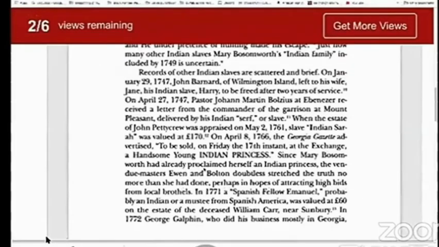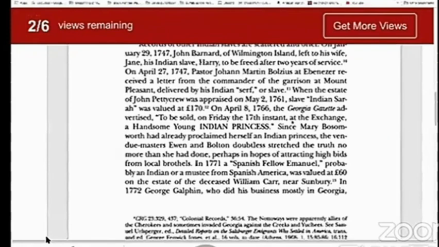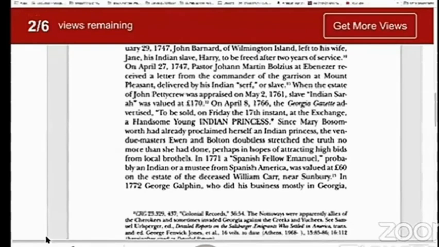In the article again, Indian slavery in colonial Georgia, we continue. On April 8, 1776, the Georgia Gazette advertised: to be sold on Friday the 17th instant at the exchange, a handsome young Indian princess. Since Mary Bosworth had already proclaimed herself an Indian princess, the vendue masters Ewin and Bolton doubtless stretched the truth no more than she had done, perhaps in hopes of attracting high bids from local brocels. In 1771, a Spanish fellow, Emmanuel, probably an Indian or a mustee from Spanish America, was valued at £60 on the estate of the deceased William Carr near Sunbury.